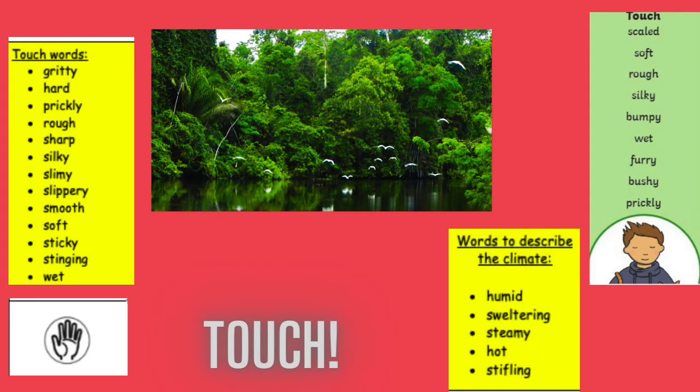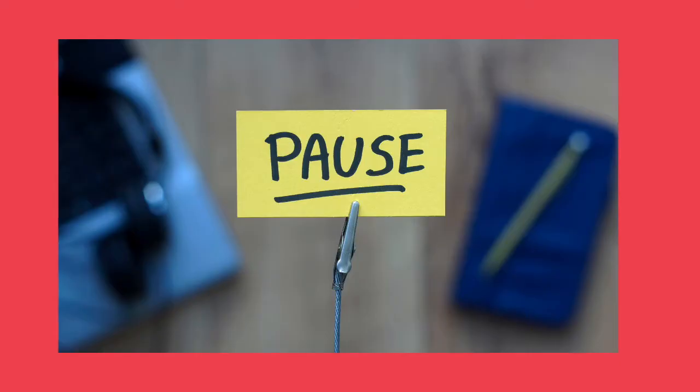Touch. So what is it that we can touch? Are there prickly bushes around us? Is there soft leaves that are brushing against our arms as we move through? Is it rough? Is it prickly? Have a think. Is the floor slippery? Is it soft? Is it squelchy as we move through it?